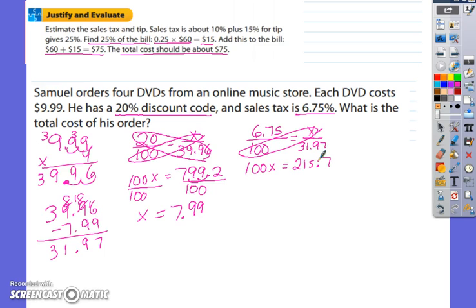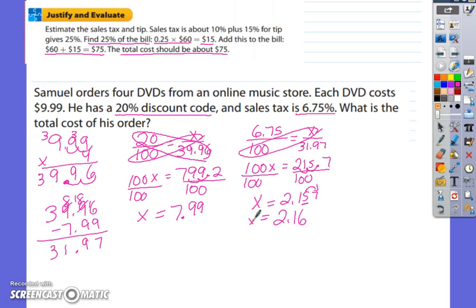And when we divide by 100, the decimal will move 2 places to the left, so we get 2.157. Now we have to round because this is money, so that 7 is enough to bump that up to a 6. So our tax is going to be $2.16.